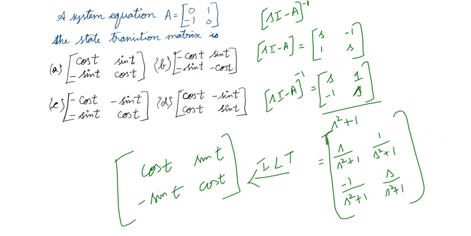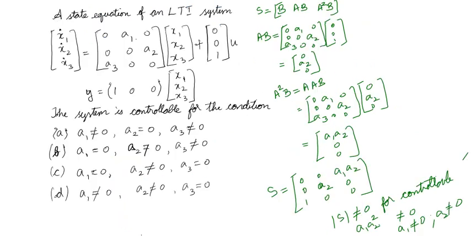You take the inverse Laplace transform. You will get s by s square plus 1 is cos t, and 1 by s square plus 1 is sin t. Which option is correct? Cos is positive, so yes, option A is the correct option. Right, let me move to the next problem.